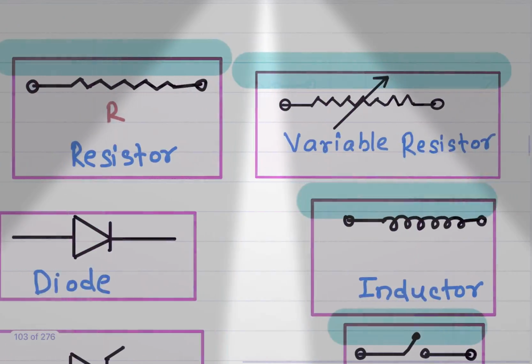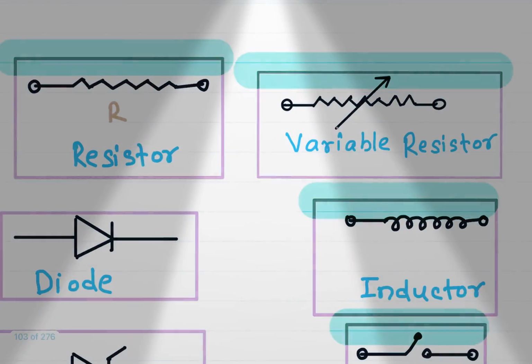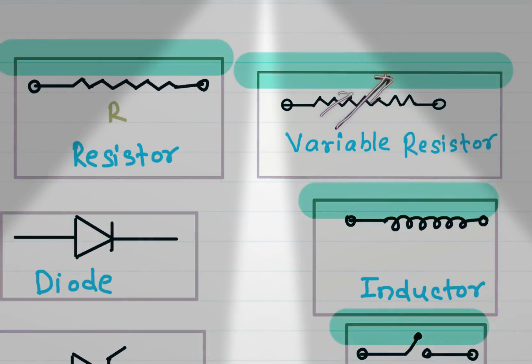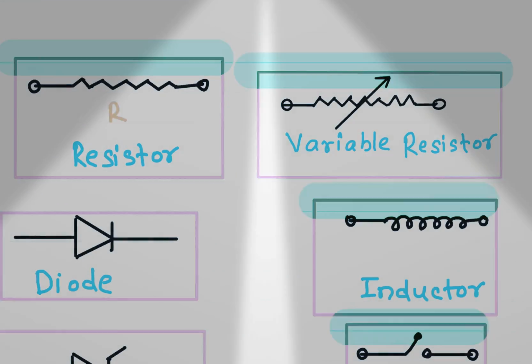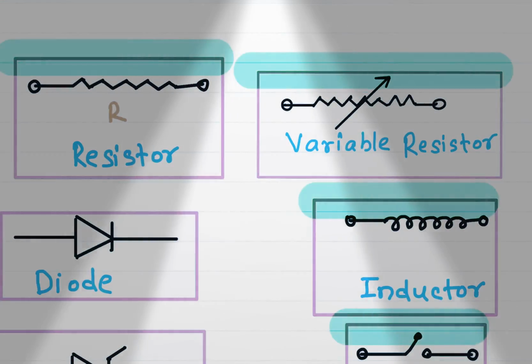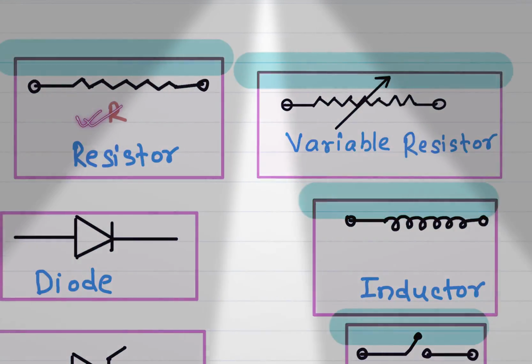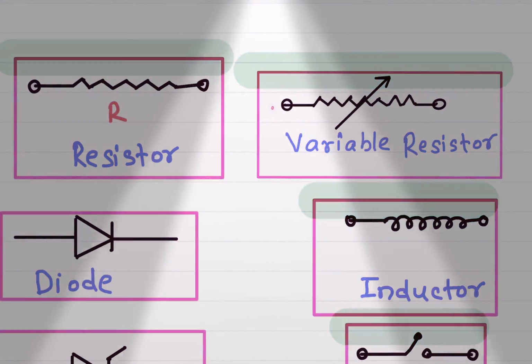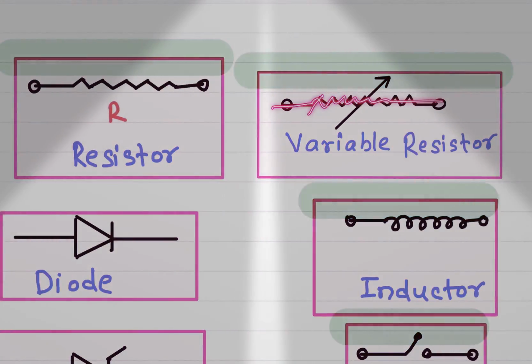And here we have a variable resistor. This shows that it can be put anywhere. This variable resistor means the resistor is not constant. Like for example here, in this case, the resistor is fixed. It is not changing. So if you have this symbol in a circuit, that means the resistor can be changed.